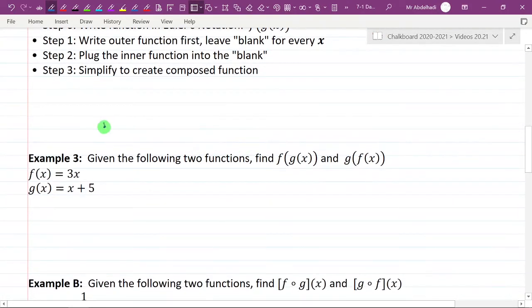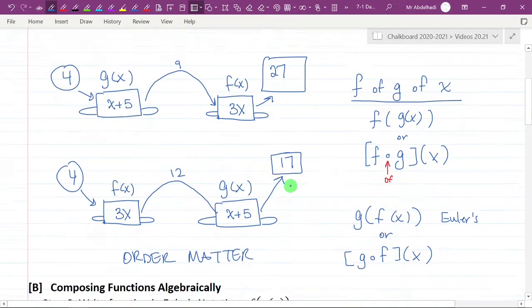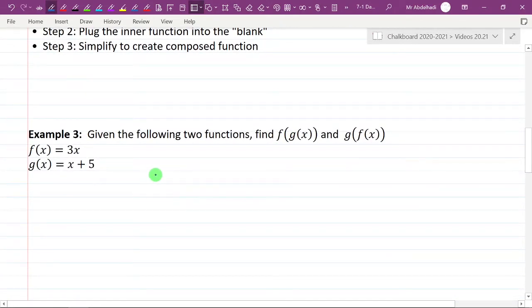And we know that when we took f of g of x of 4, we got a 27, and when we took g of f of x, we got 17. Let's see if we get the same thing here with our master function. So what you're going to do is this. You're looking for both of these. So let's do the first one first. We'll do this one first. F of g of x, also known as f bubble g of x, right? F of g of x that way. But I'm going to stick to the Euler's notation for now.